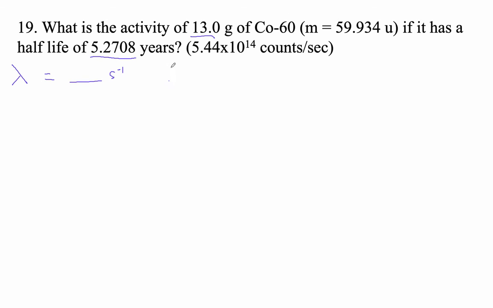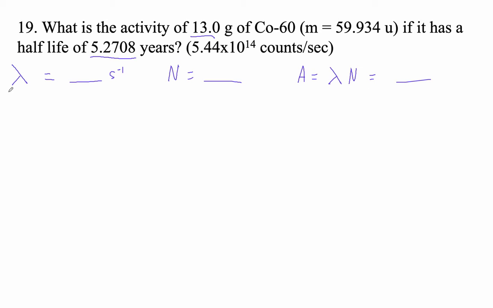Our second step is we've got to figure out how many atoms there are. And then our last step is that the activity is going to be the decay probability times the number of atoms. It's going to be a big number. Okay, so let's do this first.